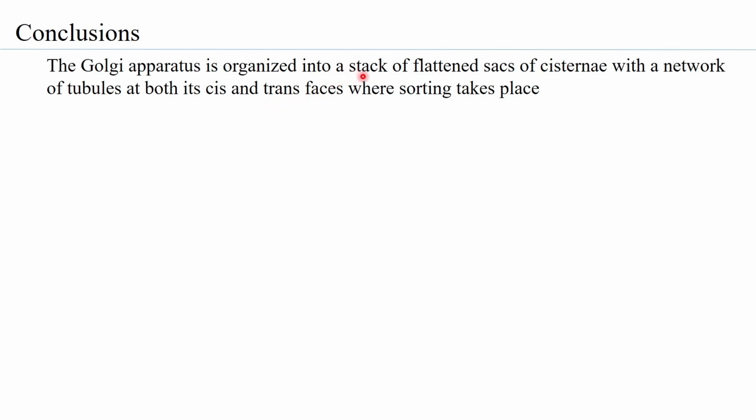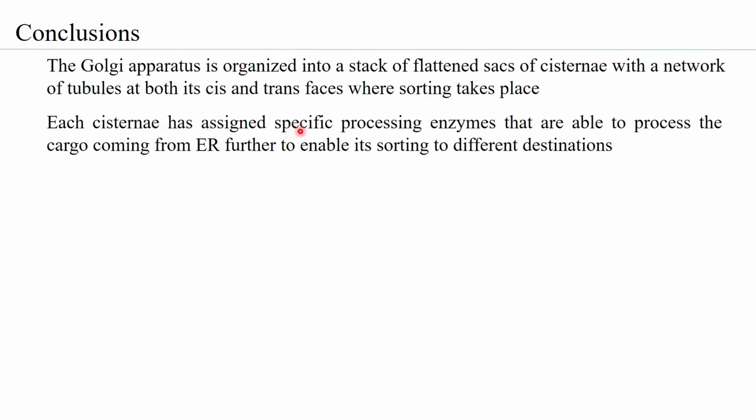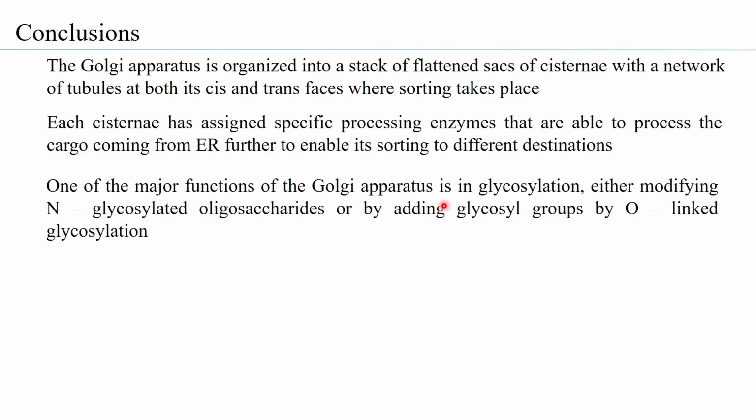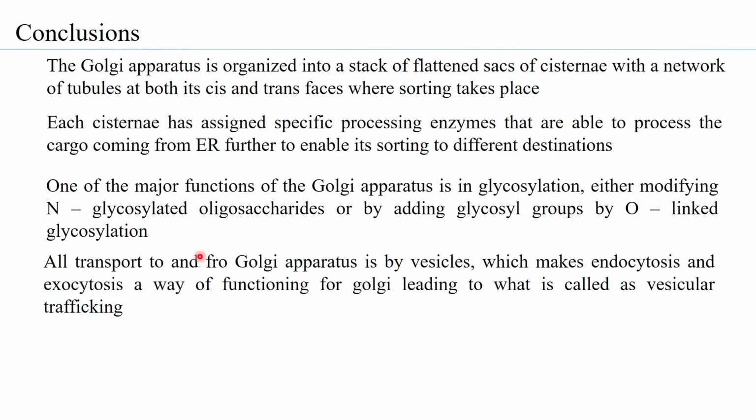So let us make the conclusions. The Golgi apparatus is organized into a stack of flattened sacs or cisternae with a network of tubules at both its cis and trans faces where sorting takes place. Each cisterna has assigned specific processing enzymes that are able to process the cargo coming from the endoplasmic reticulum further to enable its sorting to different destinations. One of the major functions of the Golgi apparatus is in glycosylation, either modifying the N-glycosylated oligosaccharides or by adding glycosyl groups by O-linked glycosylation.